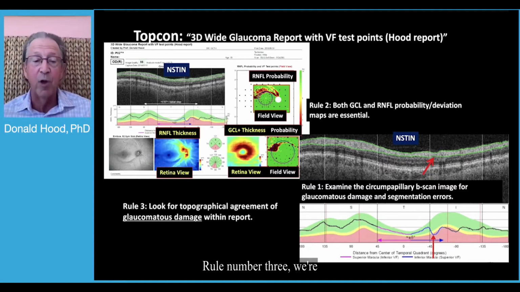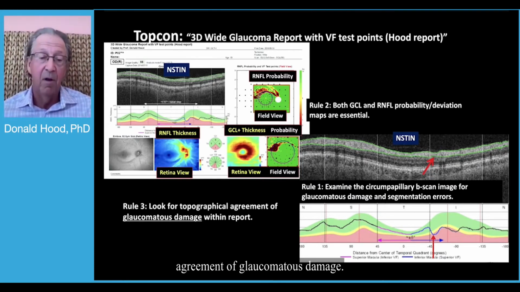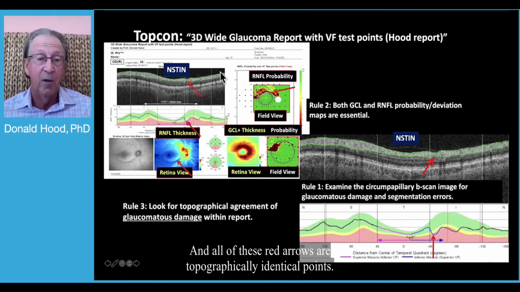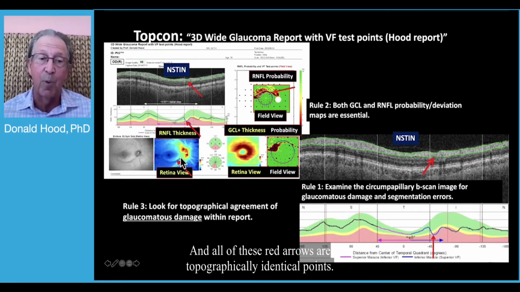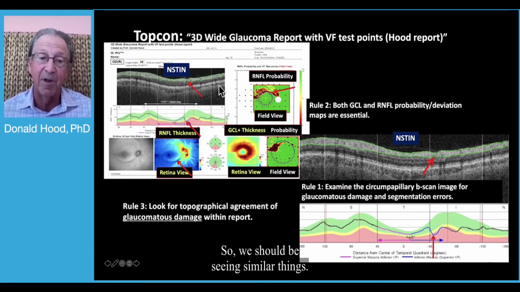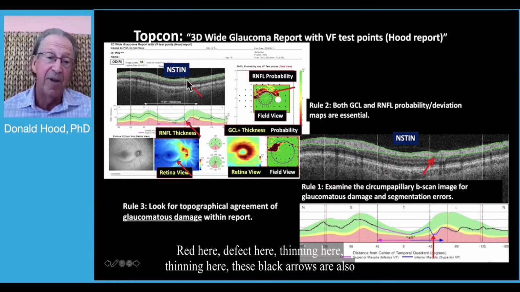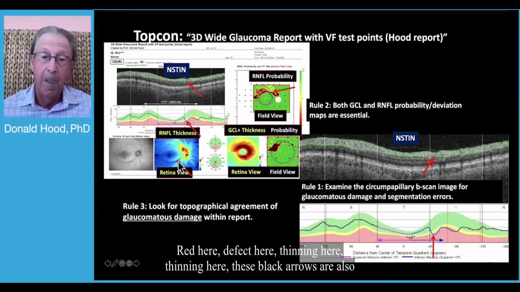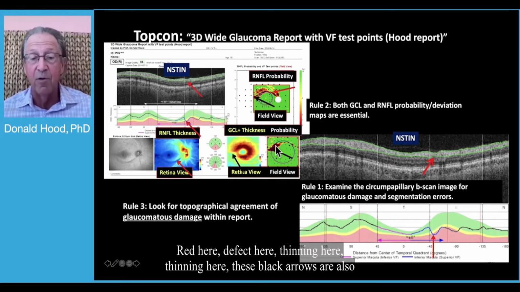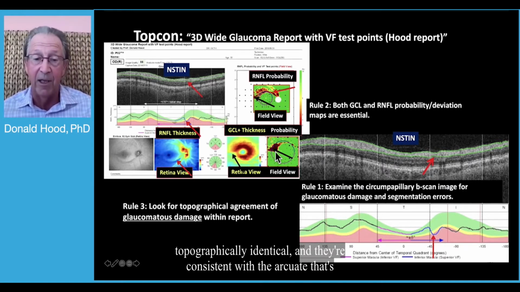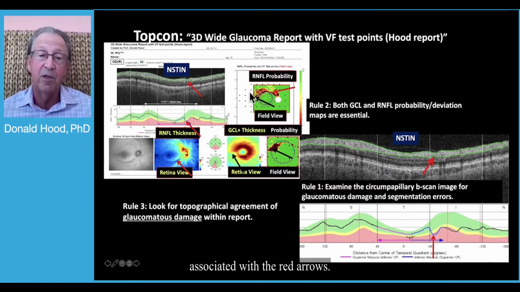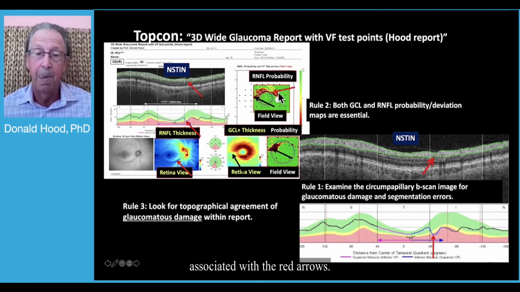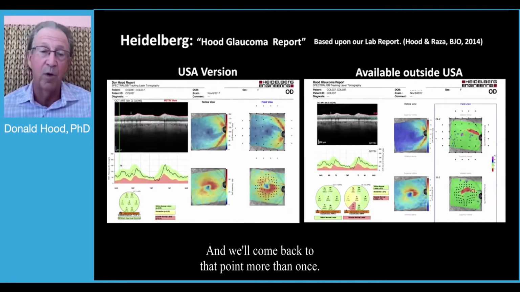Rule number 3, we're looking for topographical agreement of glaucomatous damage. And all of these red arrows are topographically identical points. So we should be seeing similar things. Red here, defect here, thinning here, thinning here. These black arrows are also topographically identical, and they're consistent with the arcuate that's associated with the red arrows. And we'll come back to that point more than once.